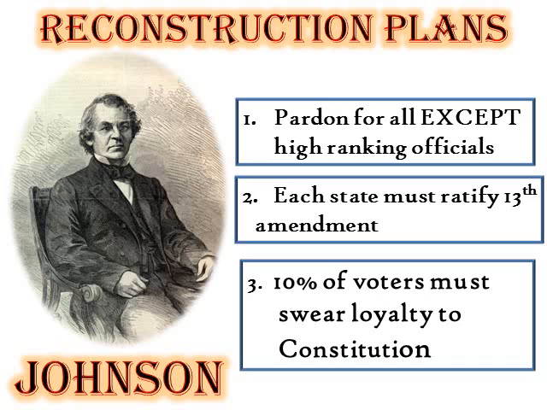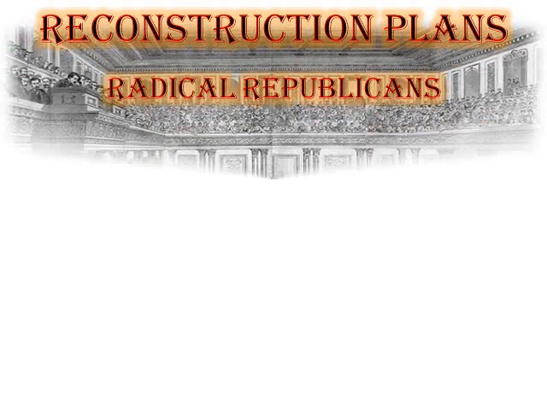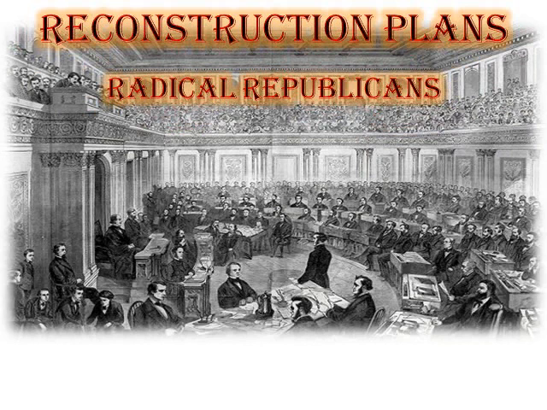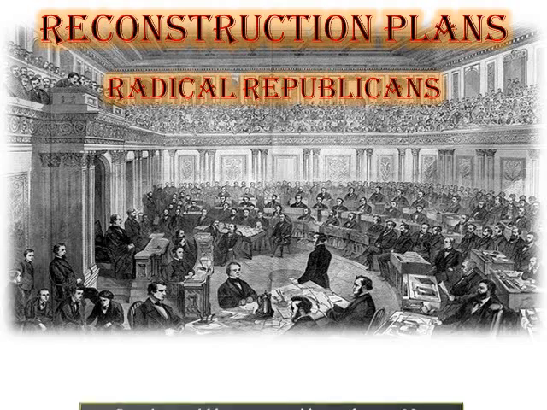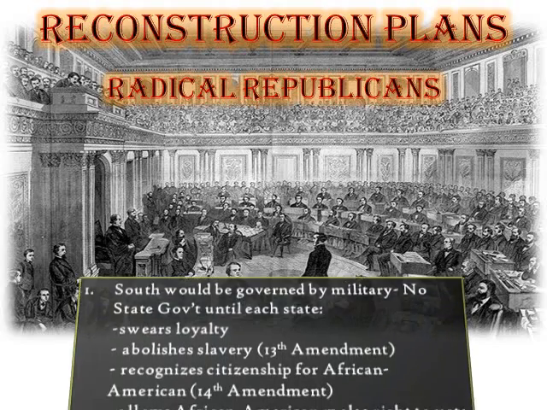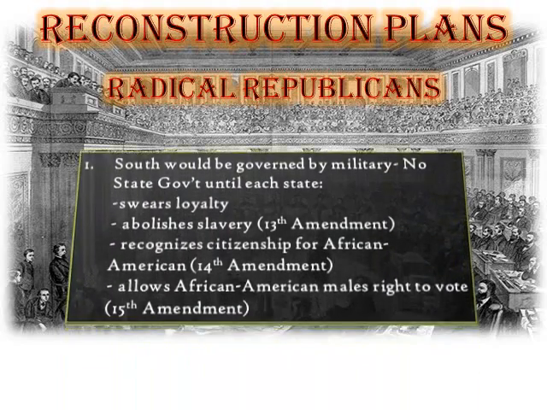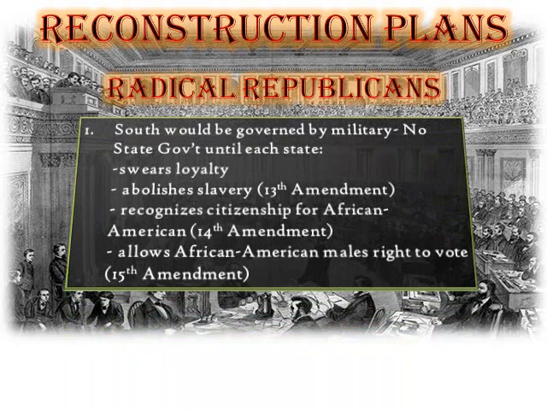So Johnson is faced with persuading the Congress of his Reconstruction plan, but the radical Republicans of the Congress have another plan, and this is called Congressional Reconstruction. Their points need to be that the South would have to be governed by the military. In other words, be put under martial rule.